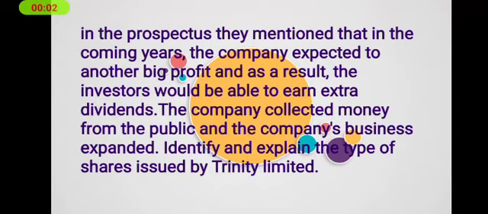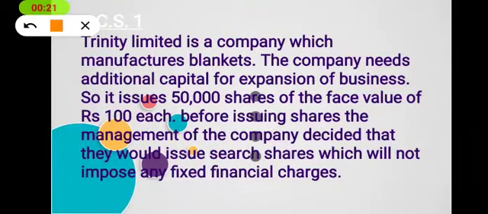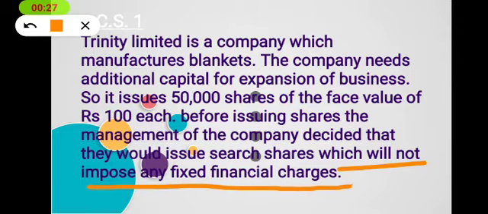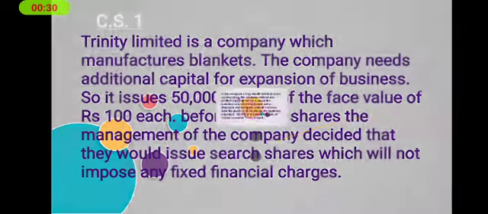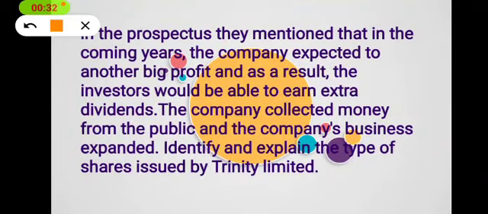After reading the case, it's quite clear that the company wants to issue shares. So there are two types of shares, equity shares and preference shares. So we have to select only one type of share that the company wants to issue on the basis of the case. So see these lines: the company issues such shares which will not impose any fixed financial charges. Then, the company expected to earn a big profit, and as a result the investors would be able to earn extra dividend.